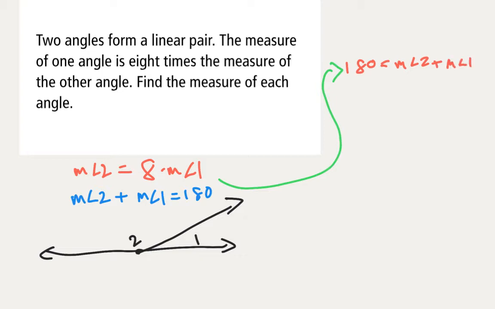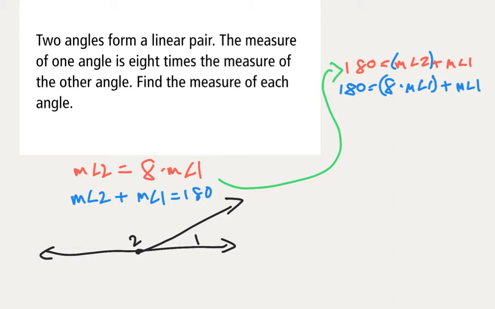But remember, measure of angle 2 is 8 times the measure of angle 1. So we could do a substitution here. Let's get rid of measure of angle 2. So we'll say that 180 equals 8 times measure of angle 1. I'm just going to replace, right? Plus measure of angle 1. So now I have 8 times the measure of angle 1 and 1 times the measure of angle 1. 8 of them, 1 of them, all together, we should have 9 of them.